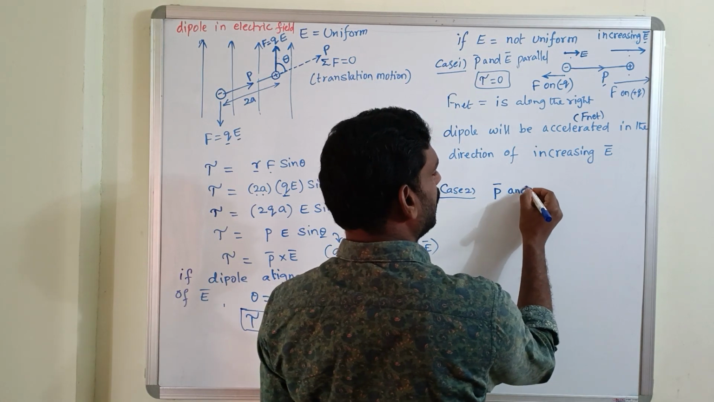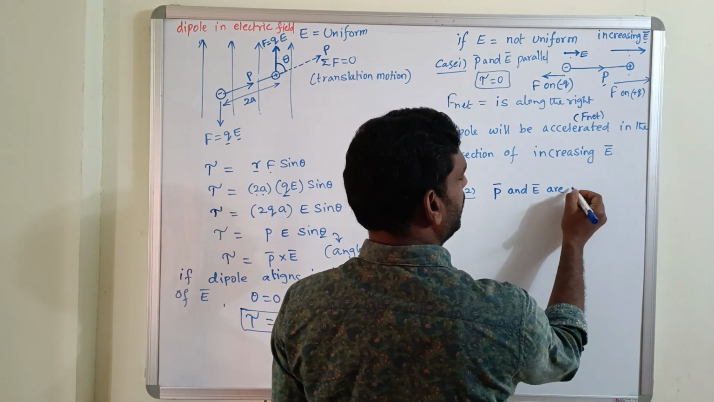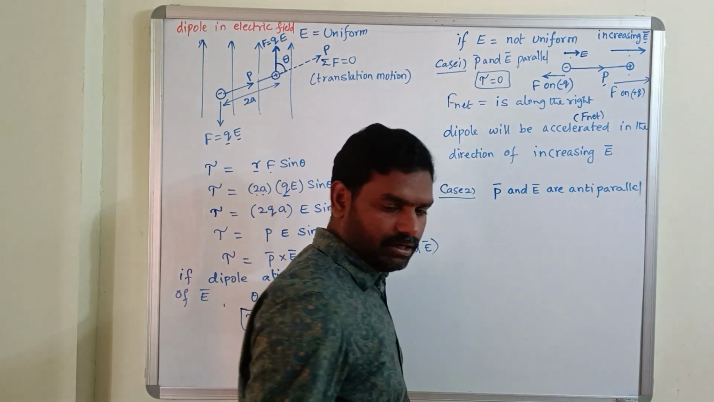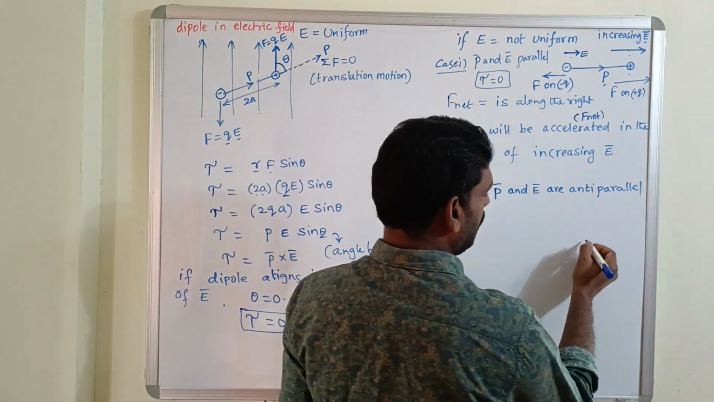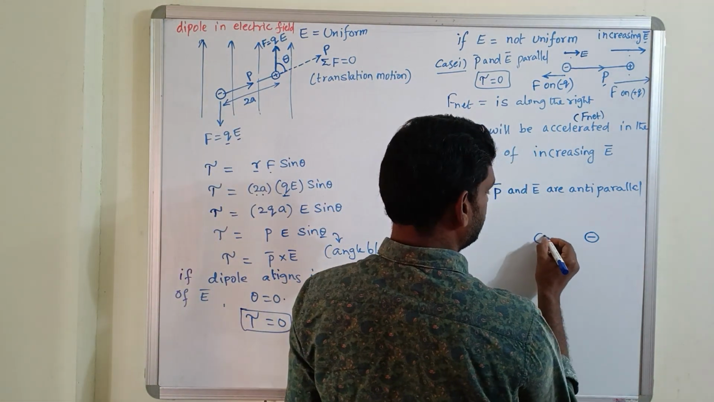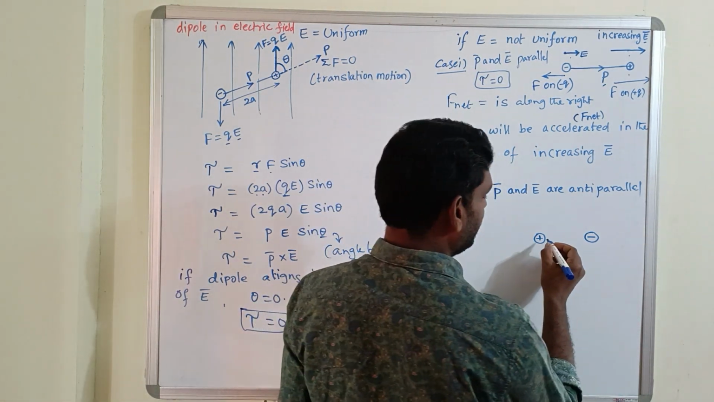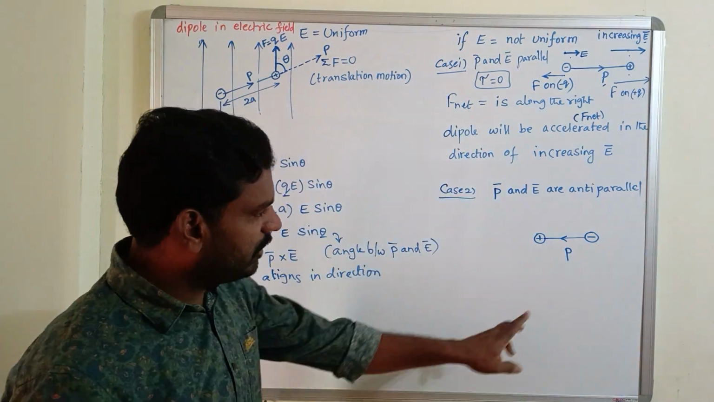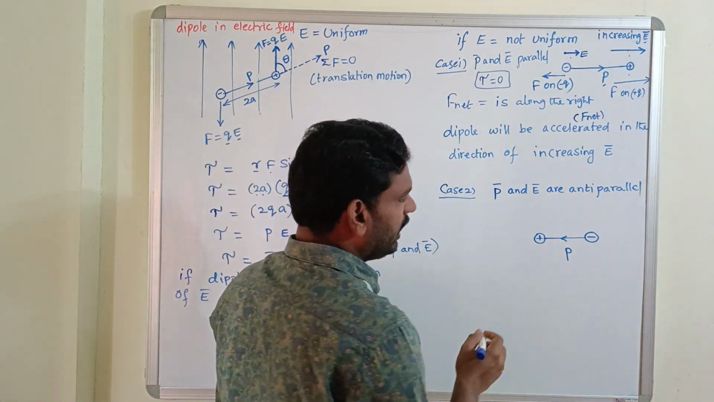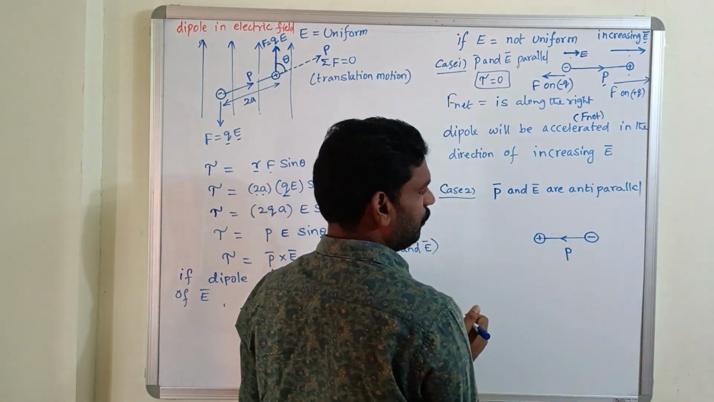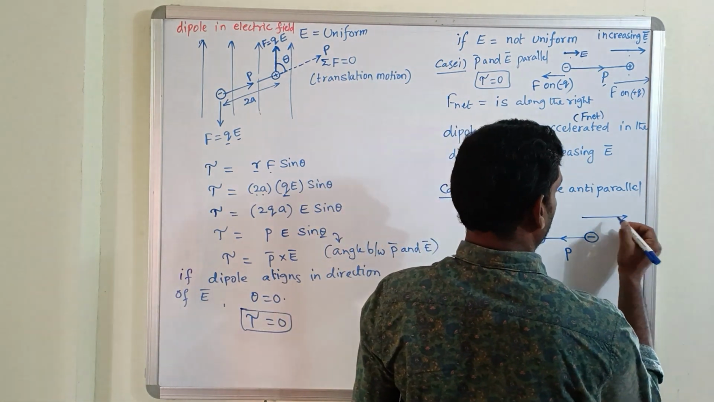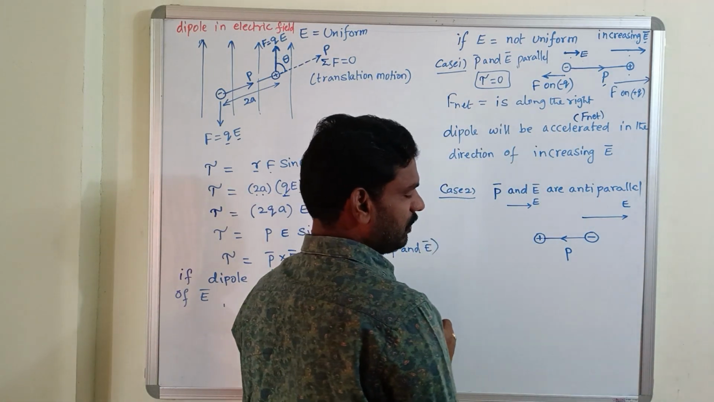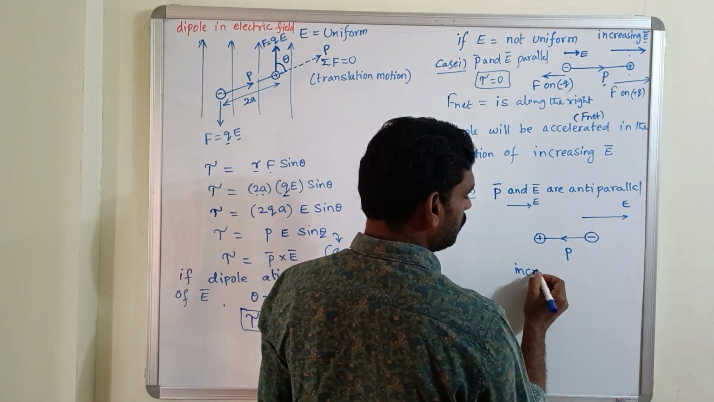Now another one is nothing but case 2. If dipole moment and electric field are anti-parallel, see here, I am taking the negative charge here and an equal and opposite positive charge here. This is the direction of dipole moment, which is always from negative charge to positive charge. And this is the direction of electric field. So the increasing electric field is on the right side.